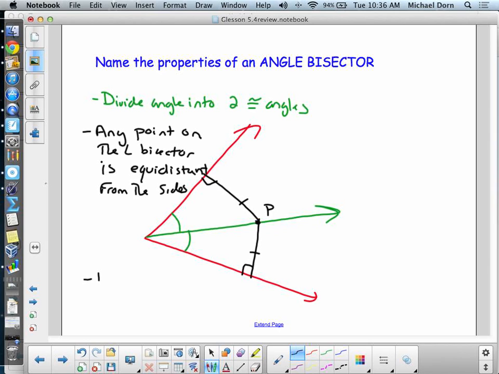What's the point of concurrency called in a triangle for angle bisectors? It's called the incenter. So if I do all the angle bisectors of the triangle, it's the incenter, which means the circle is inscribed within the triangle. All right? That's what we know about angle bisectors.